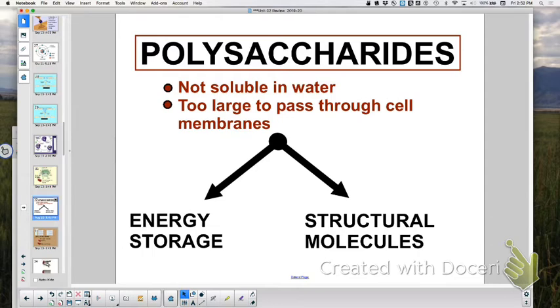It could be energy, like starch or glycogen, right? We do glycogen, plants do starch. Or it could be structural, something you're not really eating, but it's a good way to build a wall, like a cell wall, like cellulose. Or chitin, which is fungal cell walls. Okay, so it could be either or.